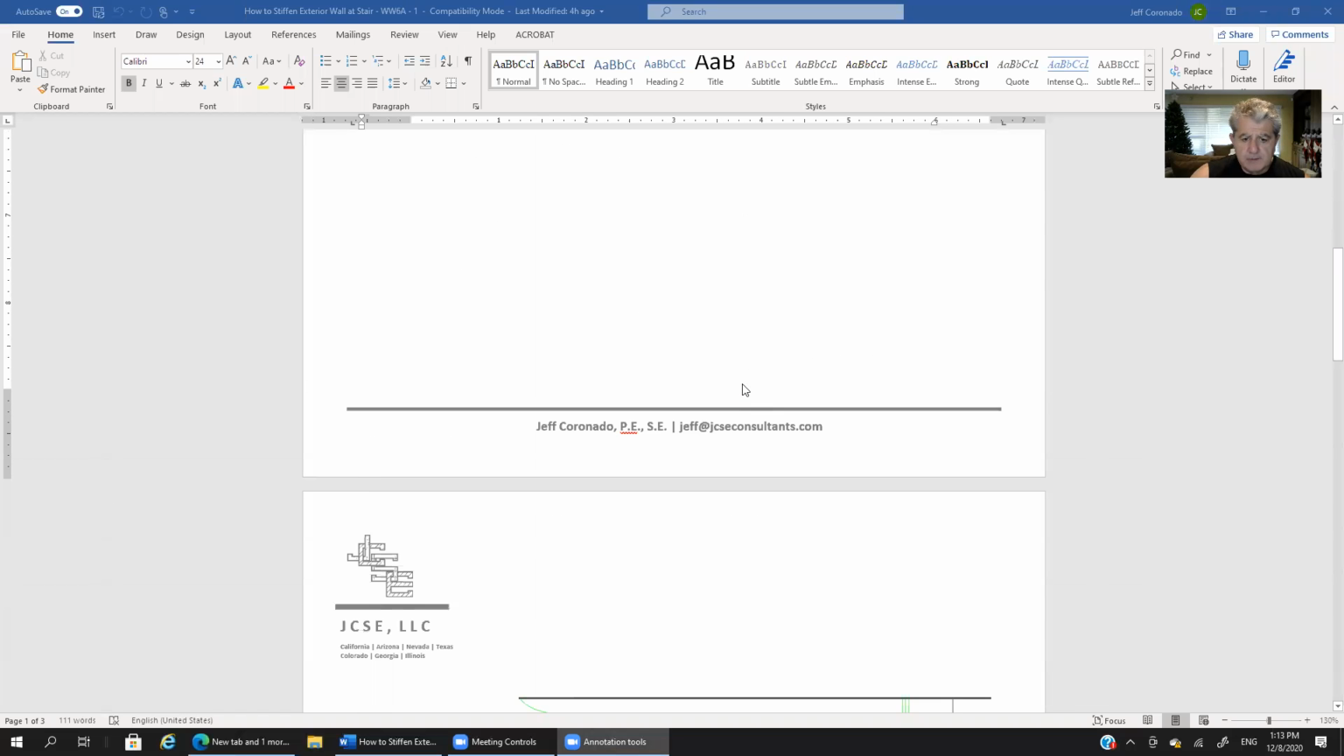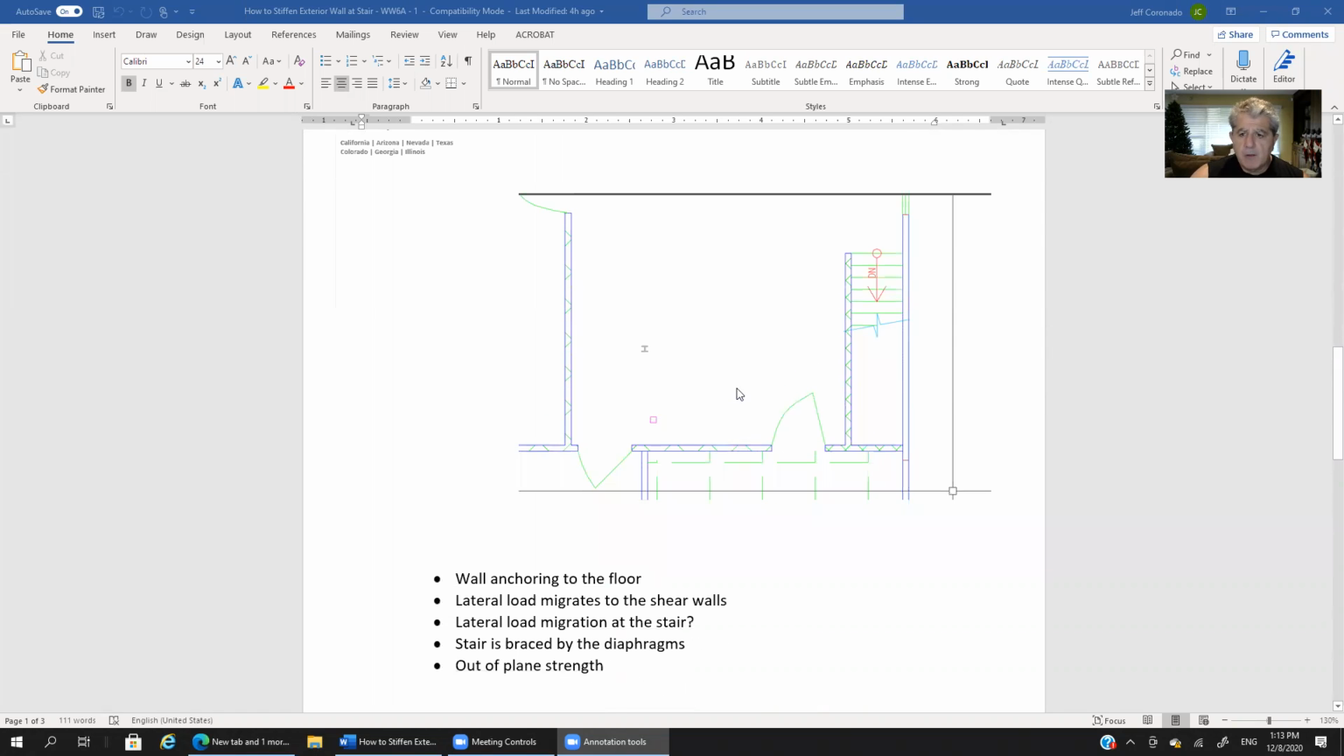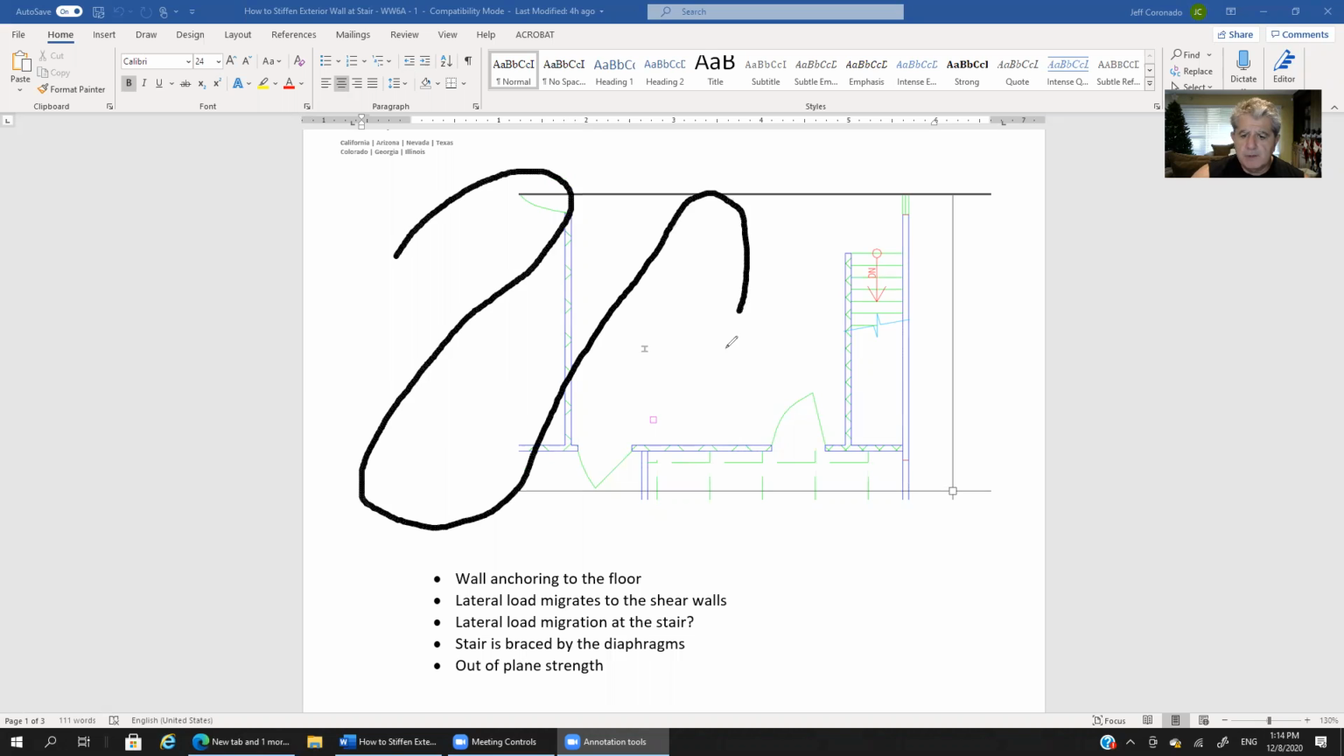Okay, let's see if we can scroll down here. So here we have a plan view. This whole thing here is a floor. All of this is floor. We do have an exterior wall across here. So there's our exterior wall.